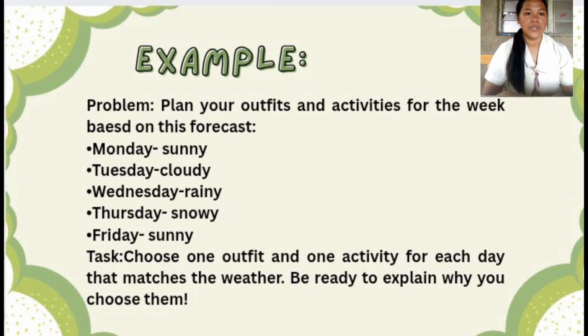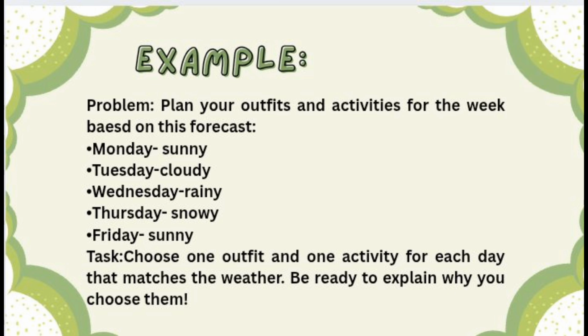Problem: plan your outfits and activities for the week based on this forecast. Monday for sunny, Tuesday for cloudy, Wednesday for rainy, Thursday for sunny, Friday for cloudy, Saturday for rainy, and Sunday for sunny. Task: choose one outfit and one activity for each day that matches the weather. Be ready to explain why you chose them.